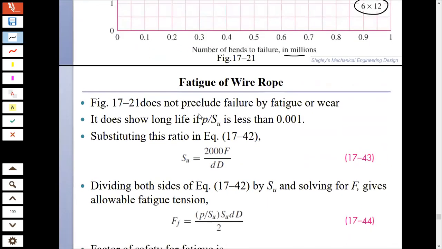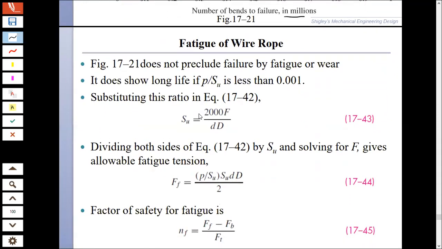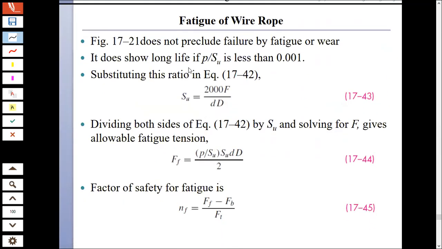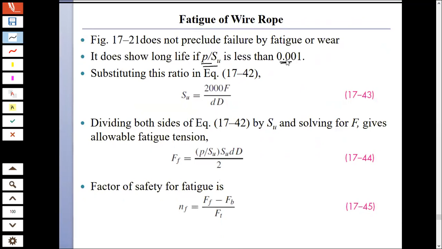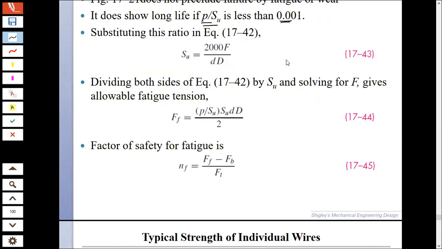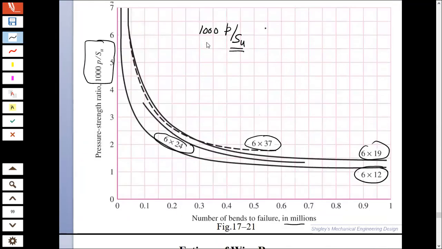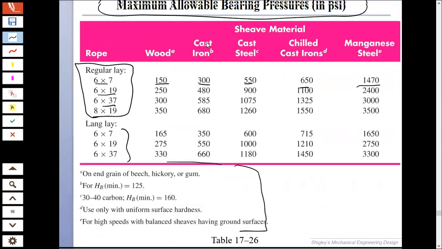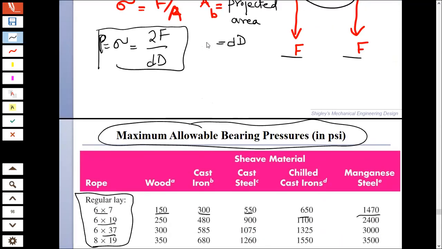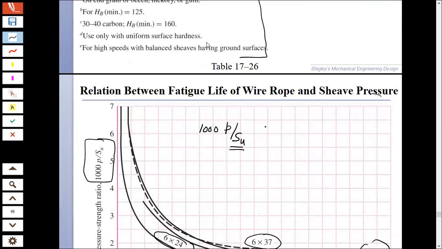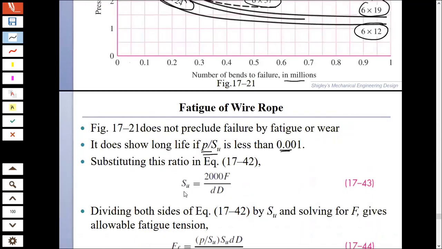This does not preclude failure by fatigue or wear. It does show long life if your ratio P by SU is 0.001; then it is a long life. Now if you substitute this ratio in equation 17-42, then SU is going to be 2000 F over D.